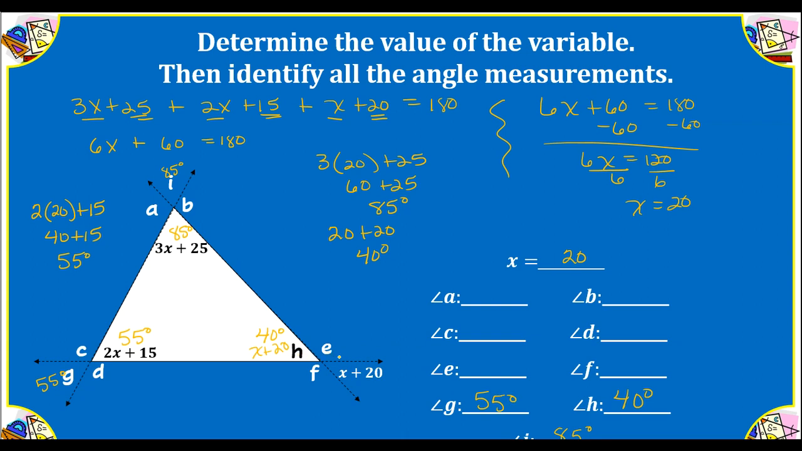Then I know that H and E are supplementary. They're a linear pair, so they add up to 180. So E is going to be 180 minus 40, which gives me 140 degrees. So E is 140 degrees. Therefore, F is also 140 because they are vertical.